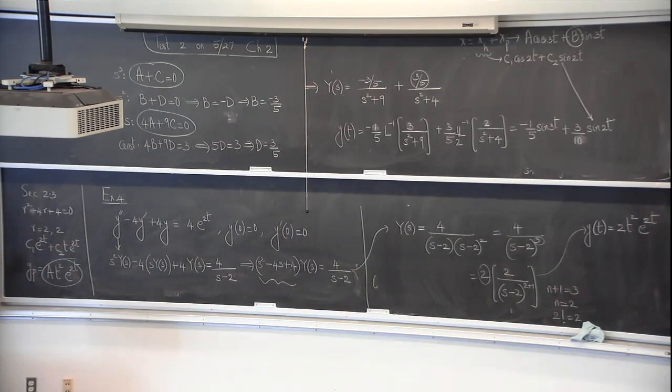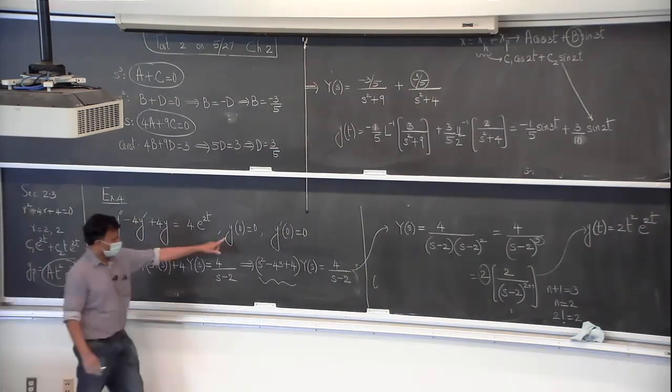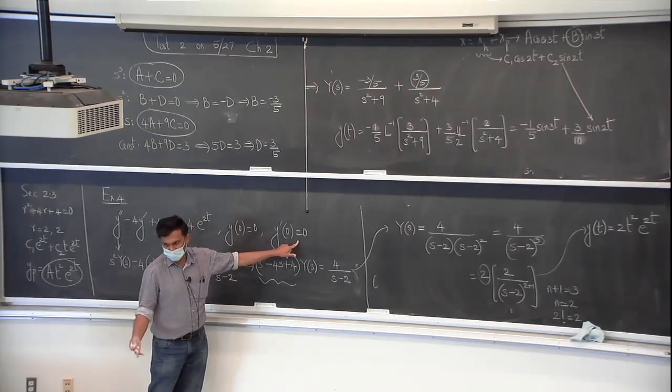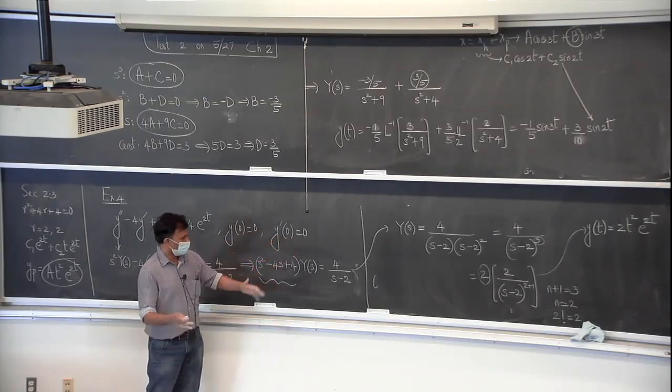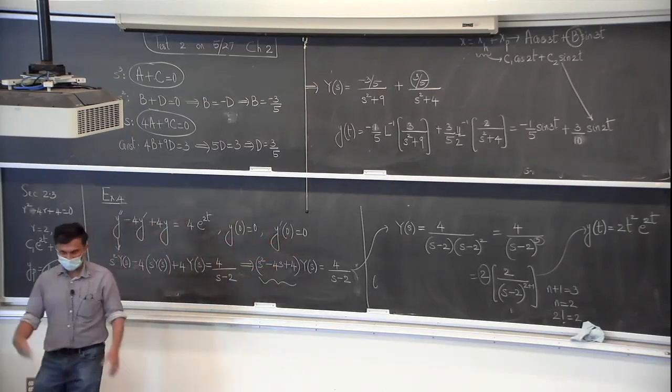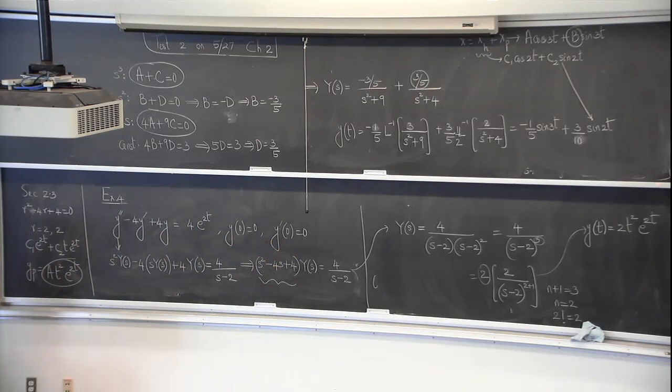Of course, it looks super easy because these two values were 0. That's why we didn't have to do any partial fraction or anything. If one of these was not 0, then you have to add those in. Okay. But still, you have to give credit to Laplace to get exactly the same answer as you would get with Euler's guess. Okay.